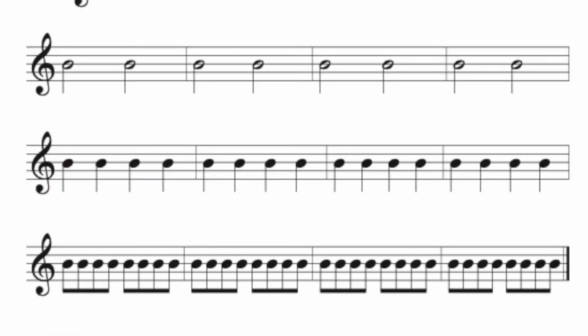So now that we know how to do quarter notes, let's read our third line of music, which is made up of quarter notes. Are you ready? Here we go. One, two, ready, go. One, two, three, four. One, two, three, four. One, two, three, four. And one, two, three, four. Awesome. Were you able to keep up?